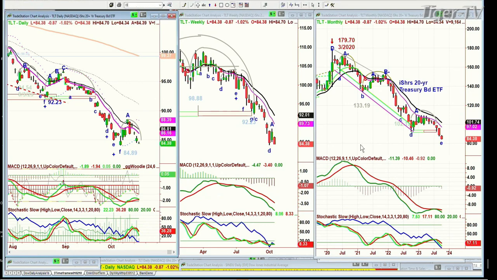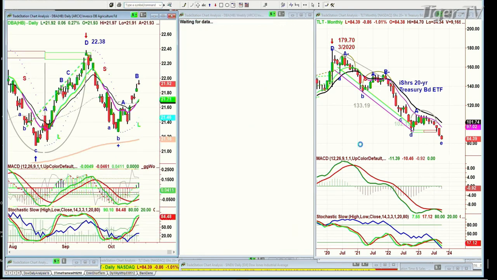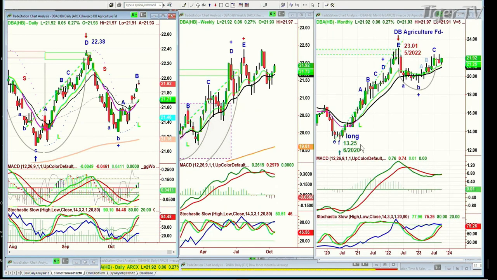Although, look at this, DBA. So the question on the TLT is, yes, I think we're very close to a big test of support, but you have to have patience because so far the momentum is so strong that to change the trajectory to the upside, it's going to take quite a lot. And if you're looking at the DBA, the DBA Agricultural Fund, I should say the subscribers are long in the 13s. It's already been up in the 23s, pulled back. And I said we're not going to do anything because it's just stuck in a range between 21 and 22. I don't know if it's really worth trading that. But here it is at 21.93, actually acting well after the grains, corn, wheat, soybean.